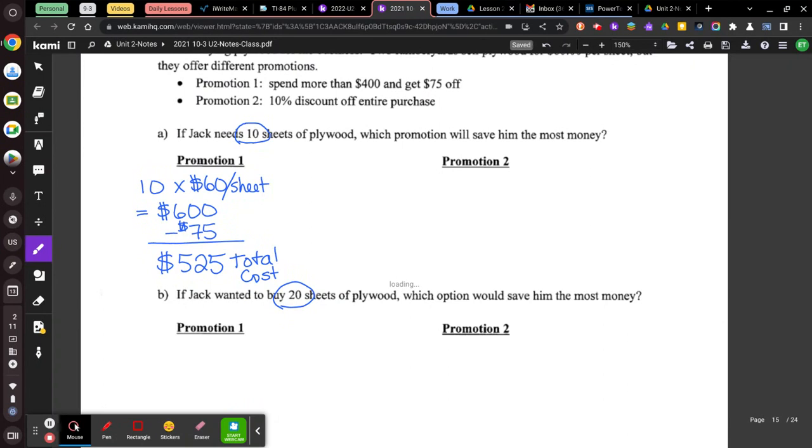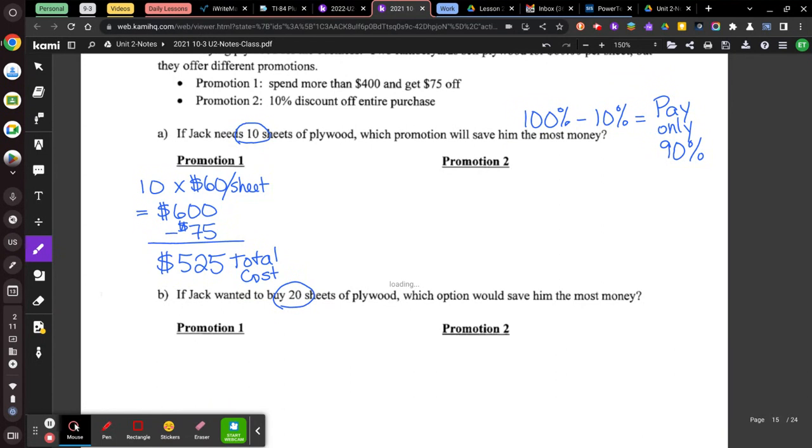Then it says promotion 2, you get 10% off everything. So if I have 10% off, 100% minus 10% means I pay only 90%. So if you pay only 90%, that's what we're going to multiply by. Otherwise, we would have to multiply by the 10% and then subtract. If we just multiply by the 90% we pay, we don't have to subtract. So it's less steps to do.